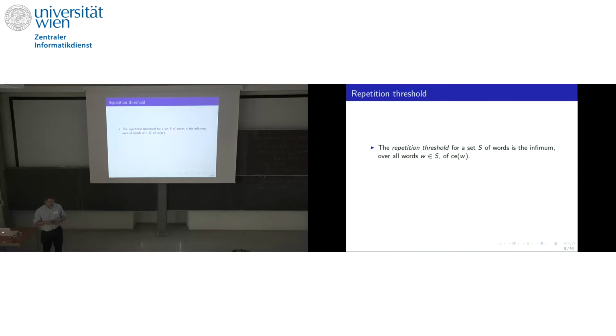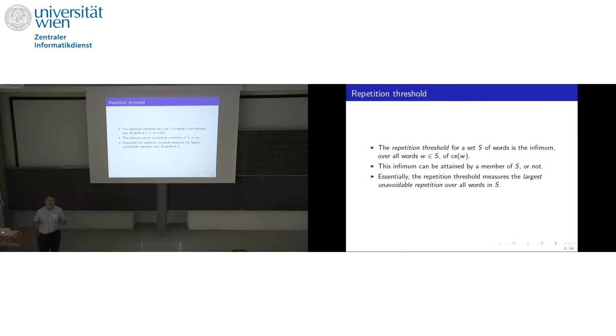Okay, now how about the repetition threshold? So the repetition threshold now is about a set of words. We have a set of words S, and we take all the critical exponents, which is a supremum over something, and now we take the infimum of that. So we take the smallest over all the words in S of this critical exponent. And again, this could be attained or maybe not. So what this is measuring, essentially, is the largest unavoidable repetition over all the words in S.